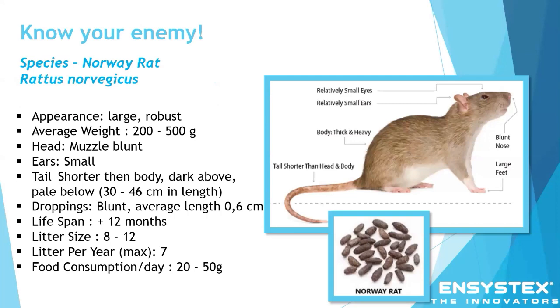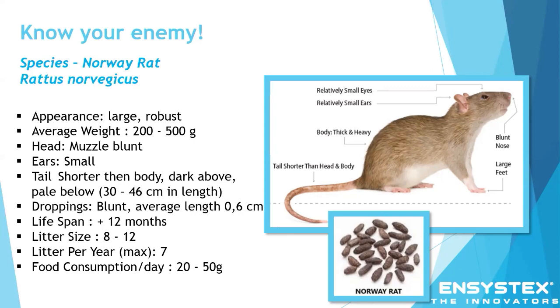Okay, this is where I was jumping the gun. Know your enemy. If you look at the Norway rat's feces, you'll know it's quite a bit bigger than a roof rat and obviously your mouse. But you'll see it's fairly rounded on the edges. That's one way to differentiate between them.